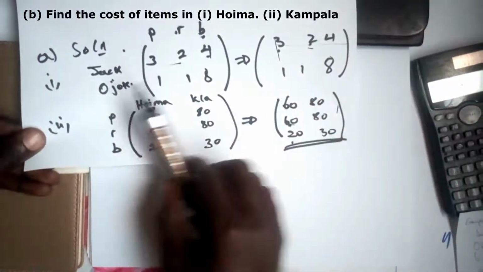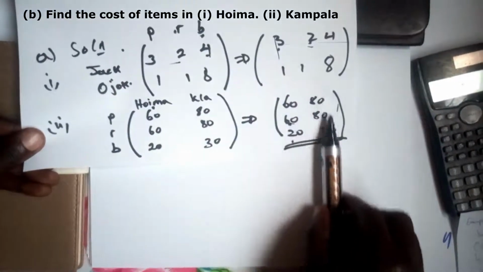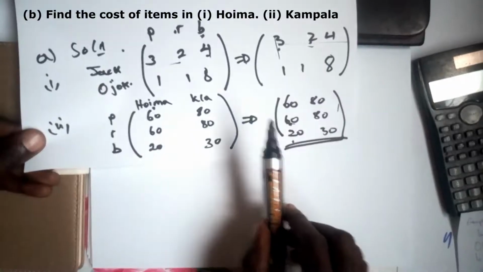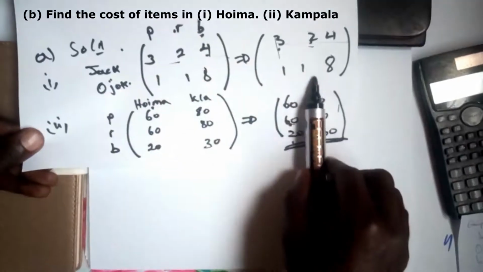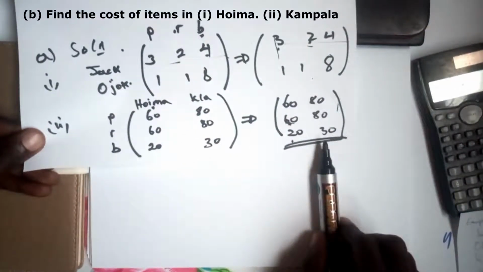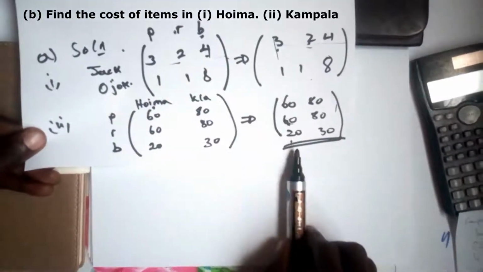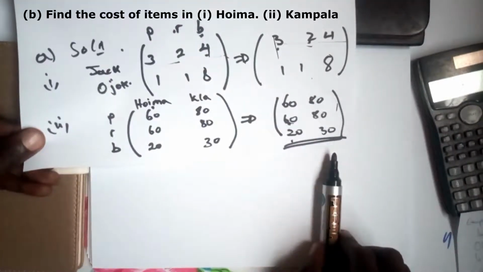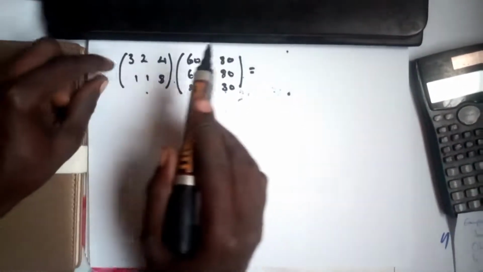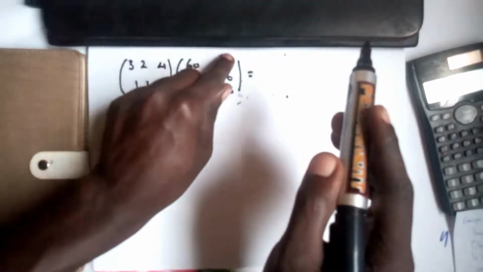First of all, I can first finish this. I do this with this and also with the other side. So there are two options. Jack can either buy from Hoima or Jack can buy from Kampala. Still, Ojok can buy from Hoima, also Ojok can buy from Kampala. So that's what we are going to be doing. Here we are going to multiply. This is Jack and this is Ojok. This is Hoima and this is Kampala.